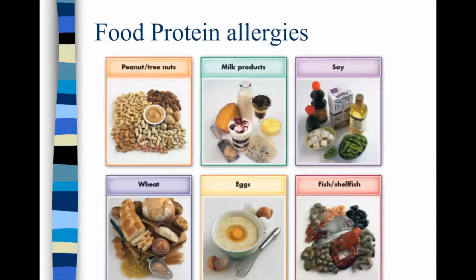Anaphylaxis is where your blood vessels and your respiratory channels, like your lungs and bronchioles, actually constrict, and you could have trouble breathing. It could be very, very serious, where you would need to go to the hospital or take what's called epinephrine to slow down that response. These are the most common allergens out there. There are 8 of them: peanuts and tree nuts, milk products, soy, wheat, eggs, fish, and shellfish. And usually with wheat, it's the gluten in the wheat that people are having the allergic reaction to.